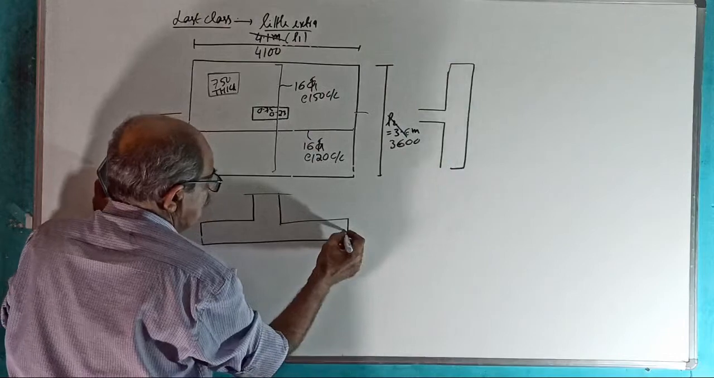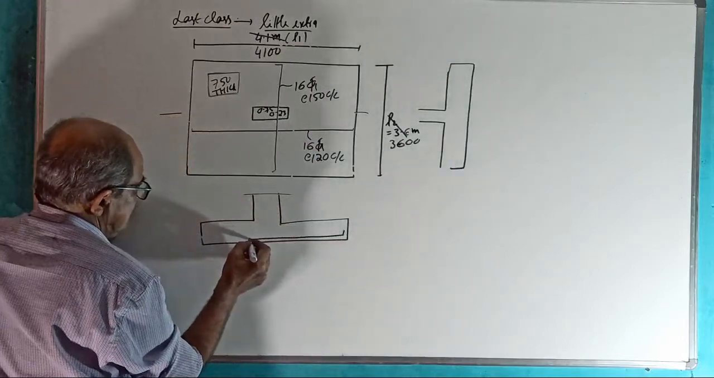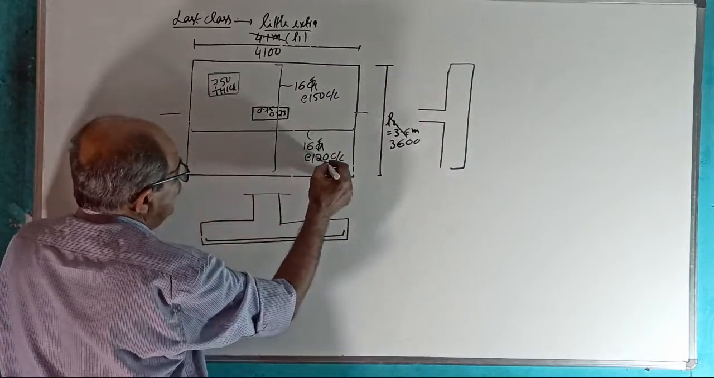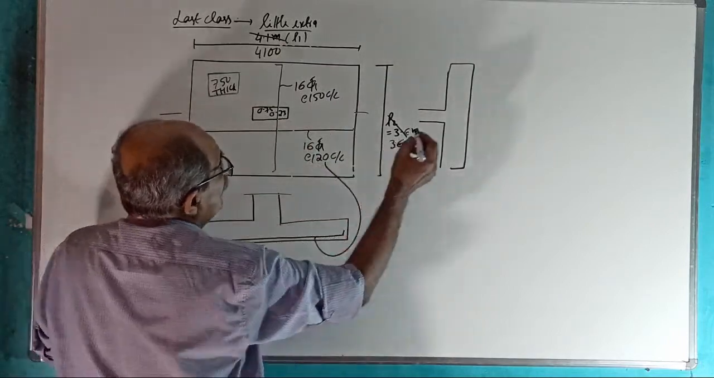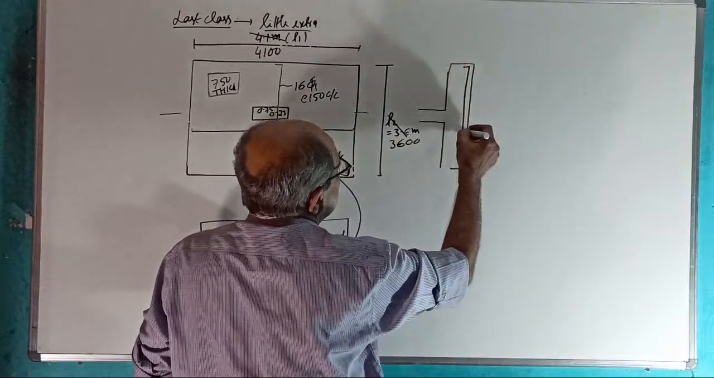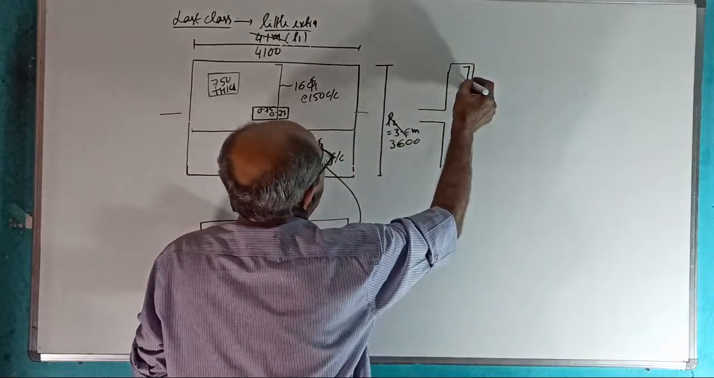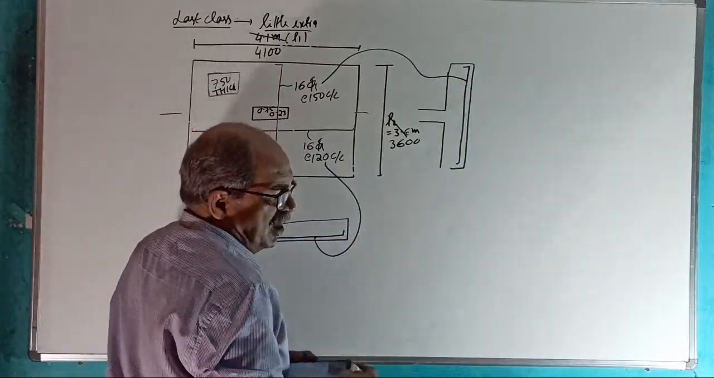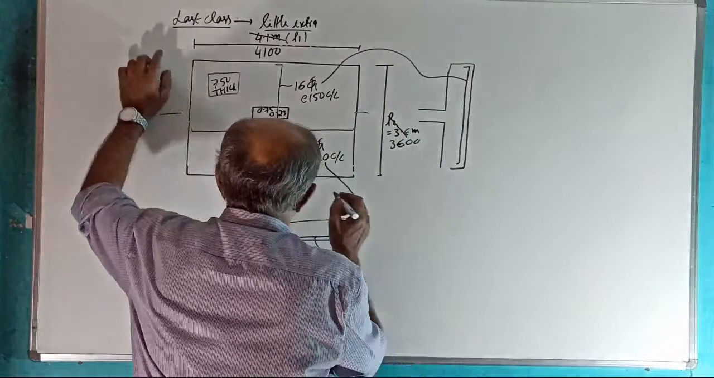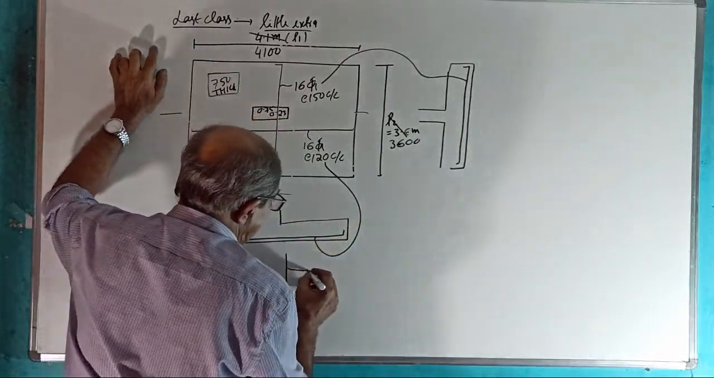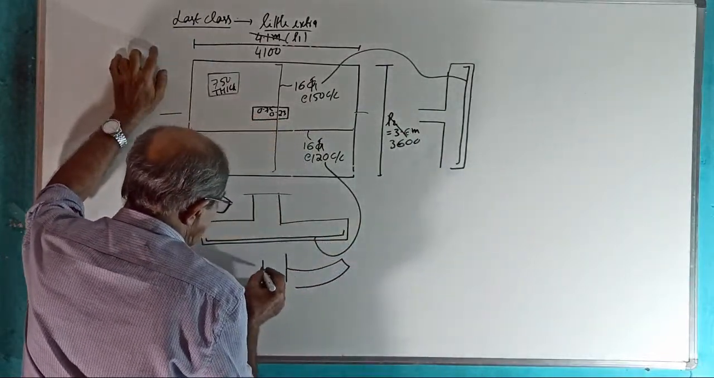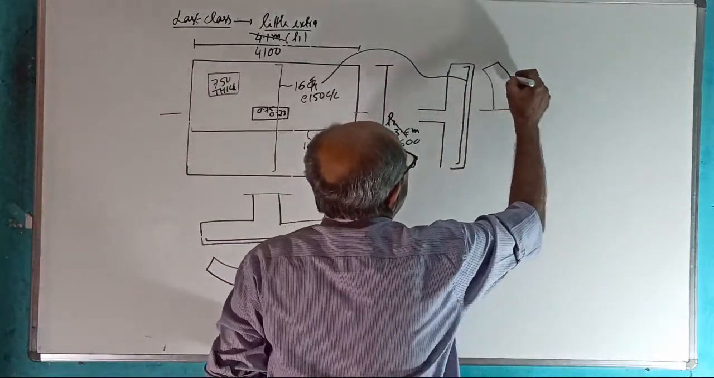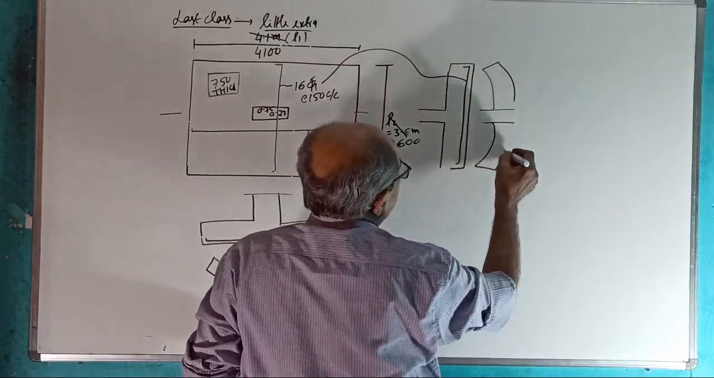Now, lengthwise bar is like this. This is your 16 torr at 120. This is the steel. Widthwise steel is like this. This is your widthwise steel. Now, what you have to do is one small concept. This is cantilever bending like this, cantilever bending like this, and like this.